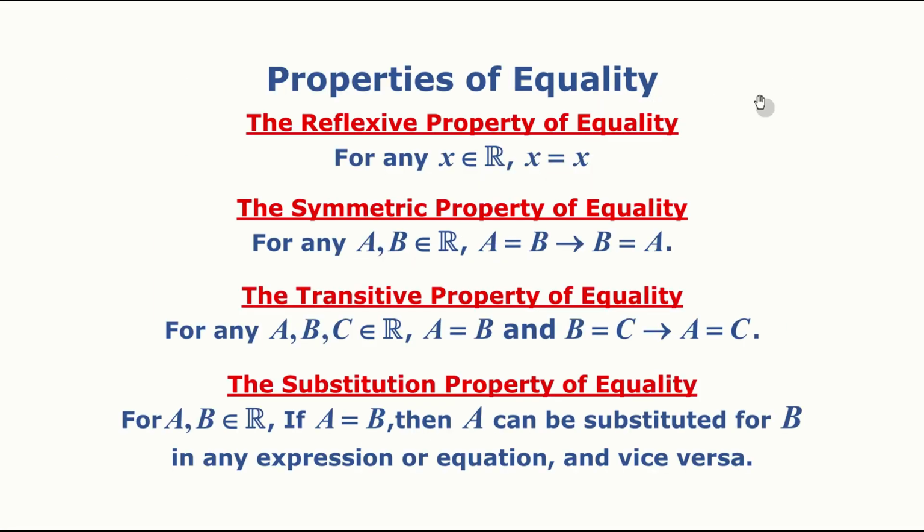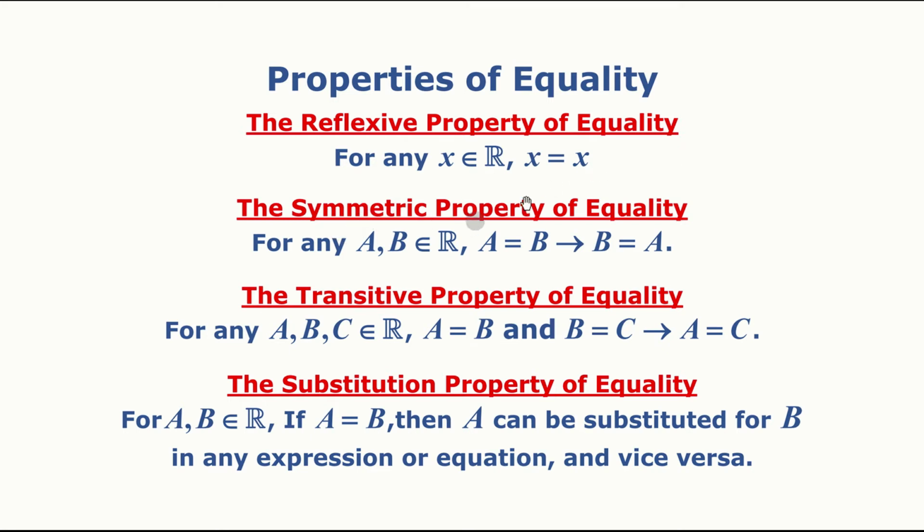The last group of properties we want to look at have to do with equality. The reflexive property of equality just basically says x equals x for any real number x. In other words, any number is equal to itself. So it's like a mirror image reflection, right?